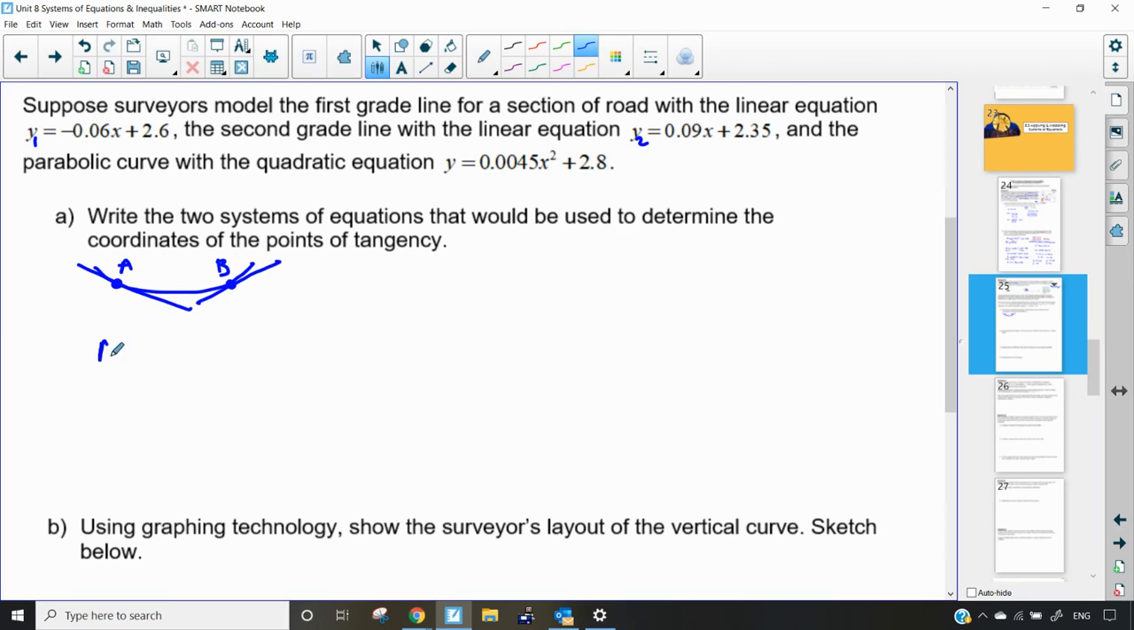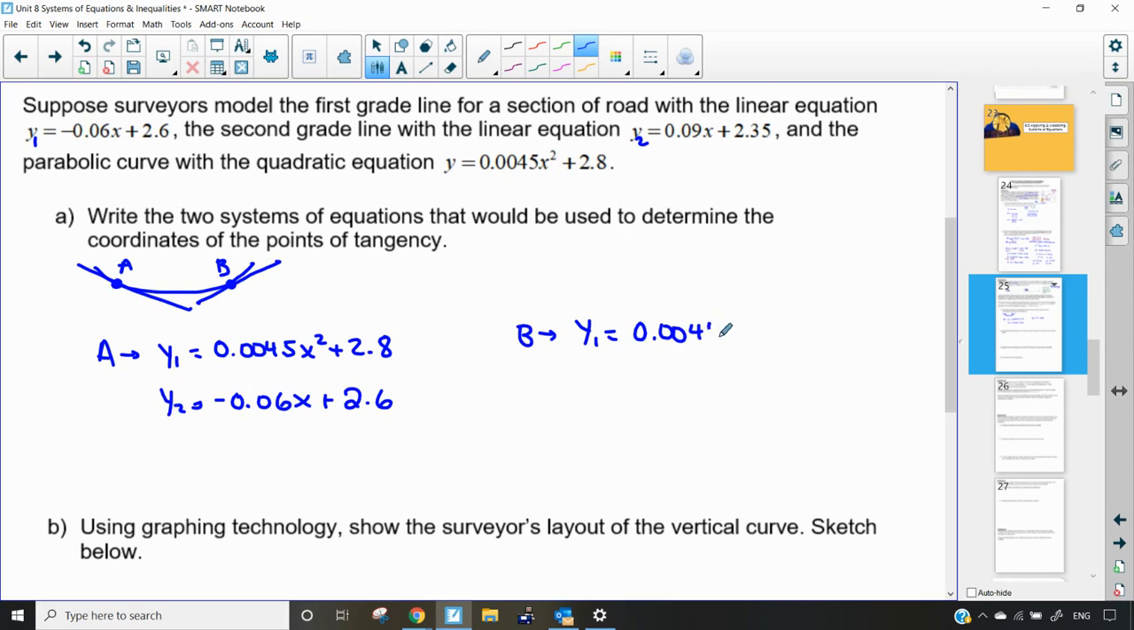So for system A, y1 is going to be our quadratic, so we've got y1 = 0.0045x² + 2.8. And we have y2 being -0.06x + 2.6. And then for system B, we have our parabola again, and our other linear function, which is 0.09x + 2.35.